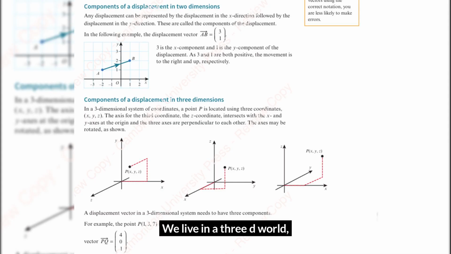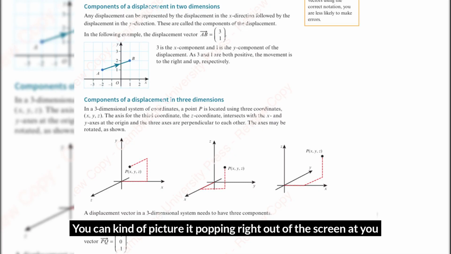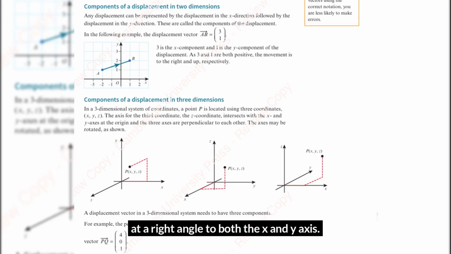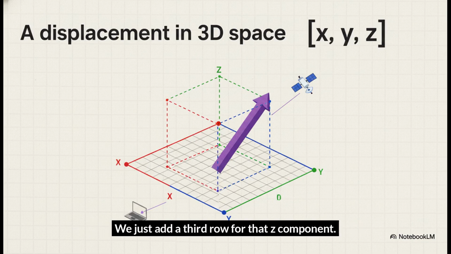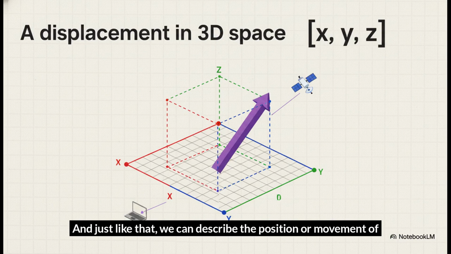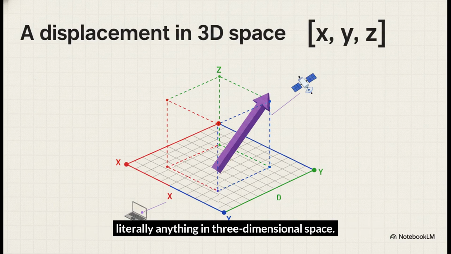We live in a 3D world. And extending this idea is surprisingly easy. We just add a third axis, the z-axis. You can kind of picture it popping right out of the screen at you, at a right angle to both the x and y axes. And that, of course, leads us to a 3D column vector. We just add a third row for that z component. And just like that, we can describe the position or movement of literally anything in three-dimensional space.